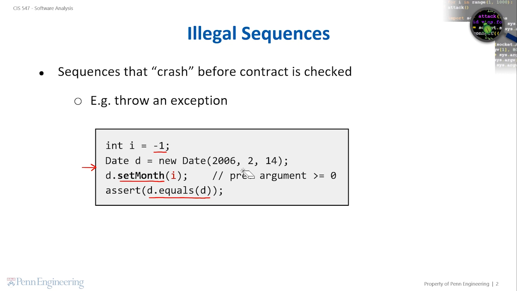As an aside, you might be wondering how Randoop generates arguments like 2006, 2, and 14 used in the call to Date's constructor method. The answer is that the set of seed components in Randoop is highly configurable. It allows a wide range of possible constants.